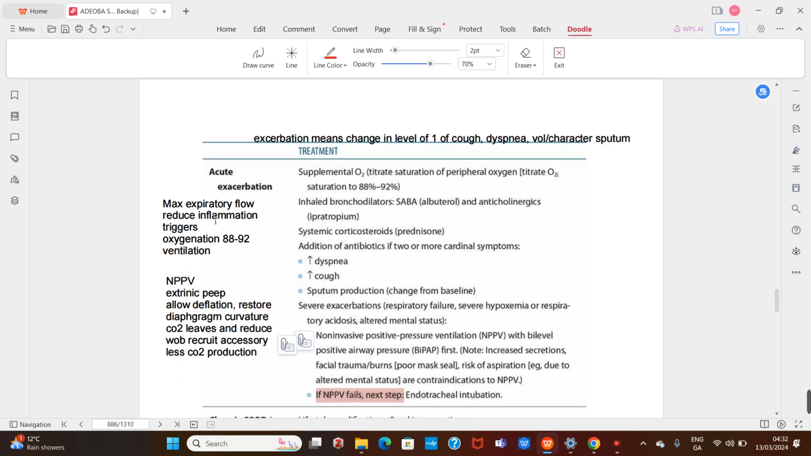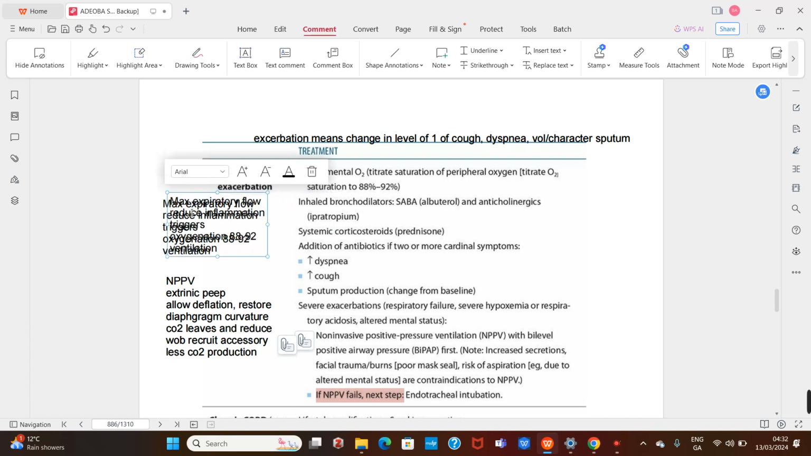So what do you want to do? You want to maximize expiratory flow, right? You have to give your inhaled bronchodilator. You give your SABA or your ipratropium, or you can combine them depending on the severity. So SABA or SAMA, please. Short, rapidly acting bronchodilators are what is going to help you maximize the expiratory flow. We know that this is an inflammatory event, either due to a bacterial infection or a viral infection, so you want to reduce that inflammation. You must give systemic corticosteroids. Most of the time you use IV prednisolone. If they cannot swallow, give IV prednisolone to reduce that inflammation.